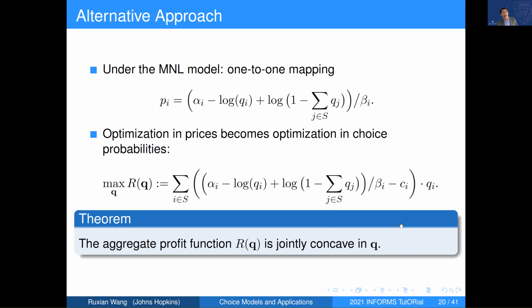We find that the aggregate profit function is jointly concave in the choice probabilities Q. So we can use convex or concave optimization to find the optimal choice probabilities. And then we can use the one-to-one mapping between the price vector and the choice probability vector to find the optimal prices.